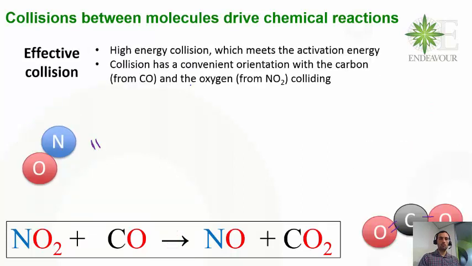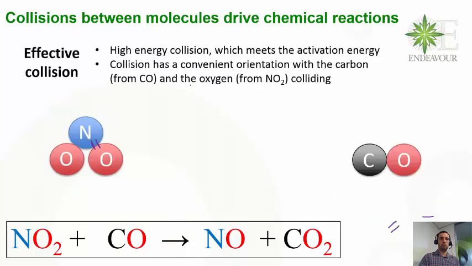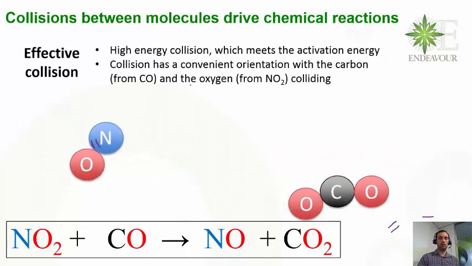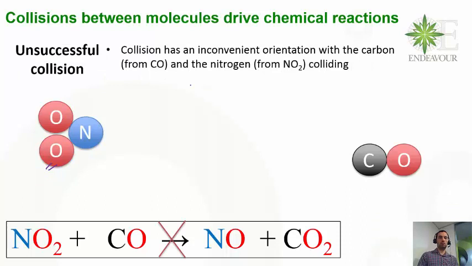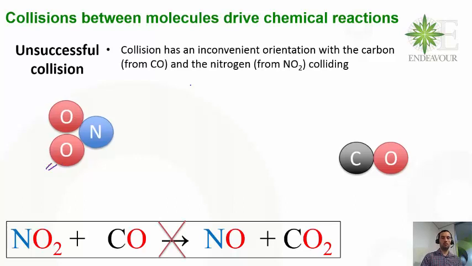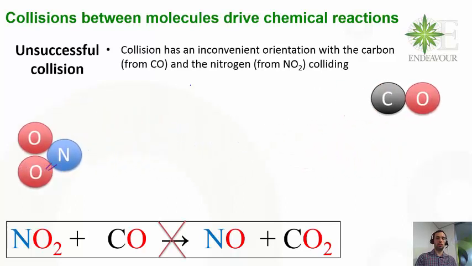So looking back at our effective collision, this has both of the requirements for the reaction to happen: high energy due to the reactants approaching and colliding quickly, and also convenient orientation. So if we see the result of that, we get the chemical reaction happening, which is allowing the rearrangement of the atoms and then new products forming there. Whereas for the unsuccessful collision that was due to inconvenient orientation, we had the wrong atoms colliding, even though they were approaching each other quickly.